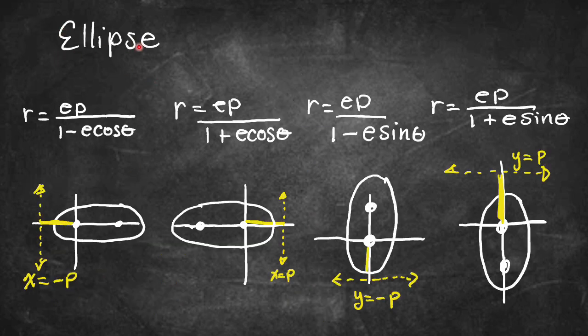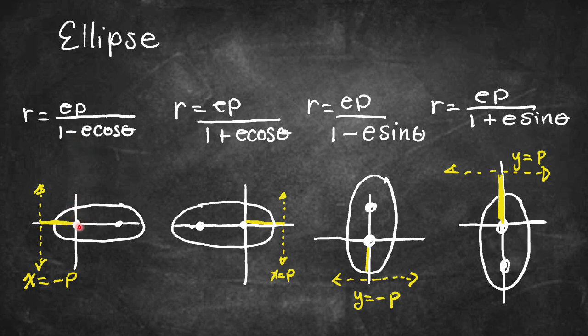Let's take a look at the ellipse now. When you determine that your E, or your eccentricity, is between 0 and 1, that means you have an ellipse. And we have our 4 different versions here. When the formula has cosine in the denominator, the major axis is going to be running horizontally. When the sine is in the denominator, then the major axis is going to be running vertically. Now, the difference between the plus and minus tells us where the directrix is.